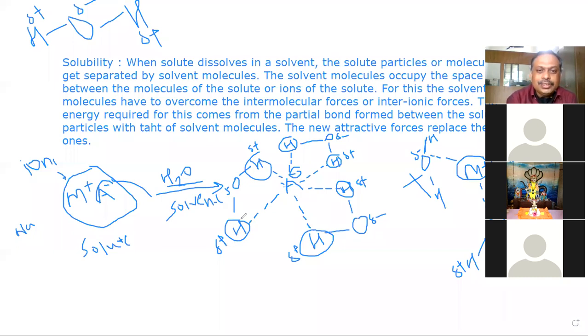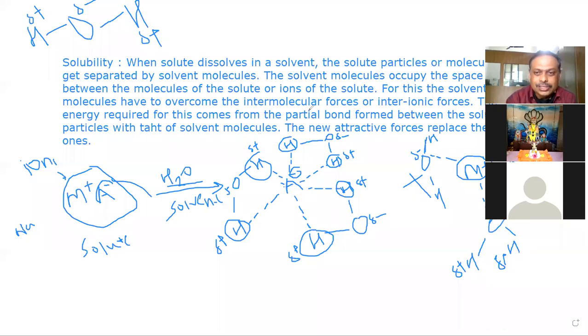A large number of solvent molecules surround the anions, as well as the cations of the solute, and the total energy available is enough to separate ions in the solute. This process is called solvation. When solute dissolves in the solvent, that process is called the solvation process. And if the solvent is water, then it is also called hydration, because the solute is dissolved in water. Water is the solvent and M plus and A minus is the solute.